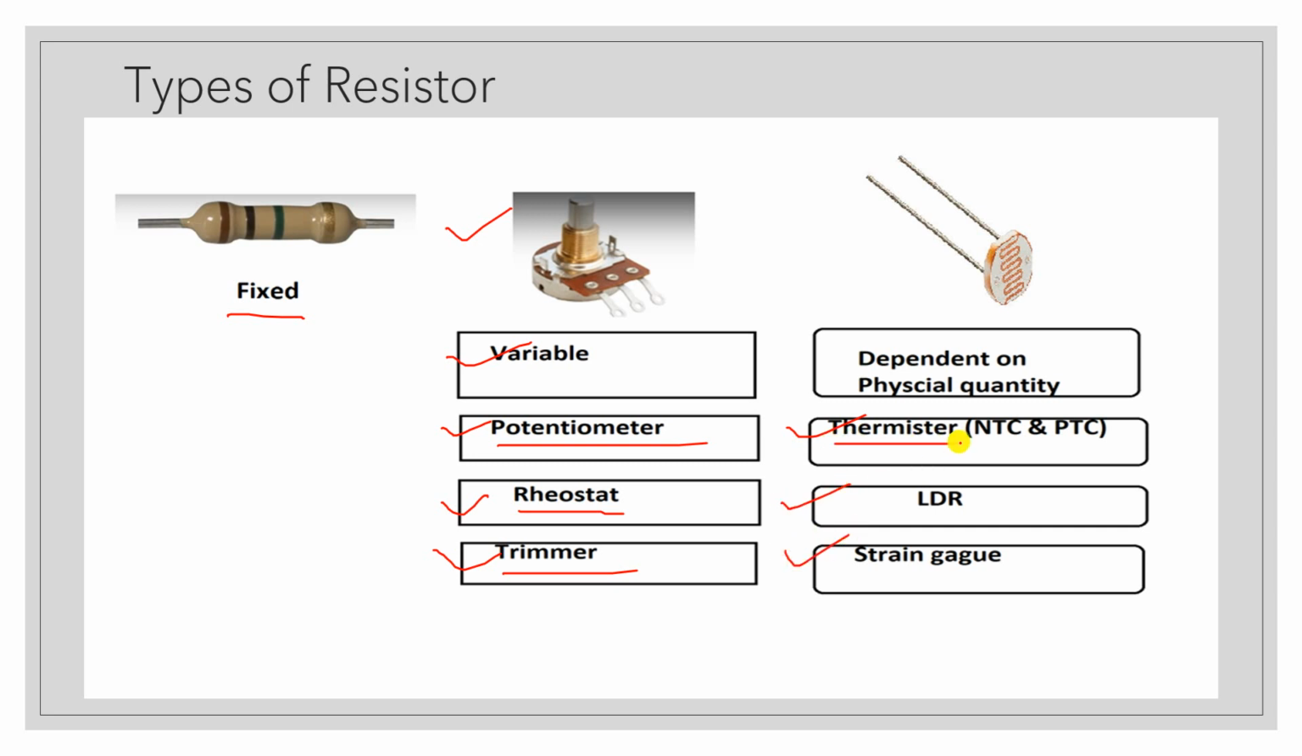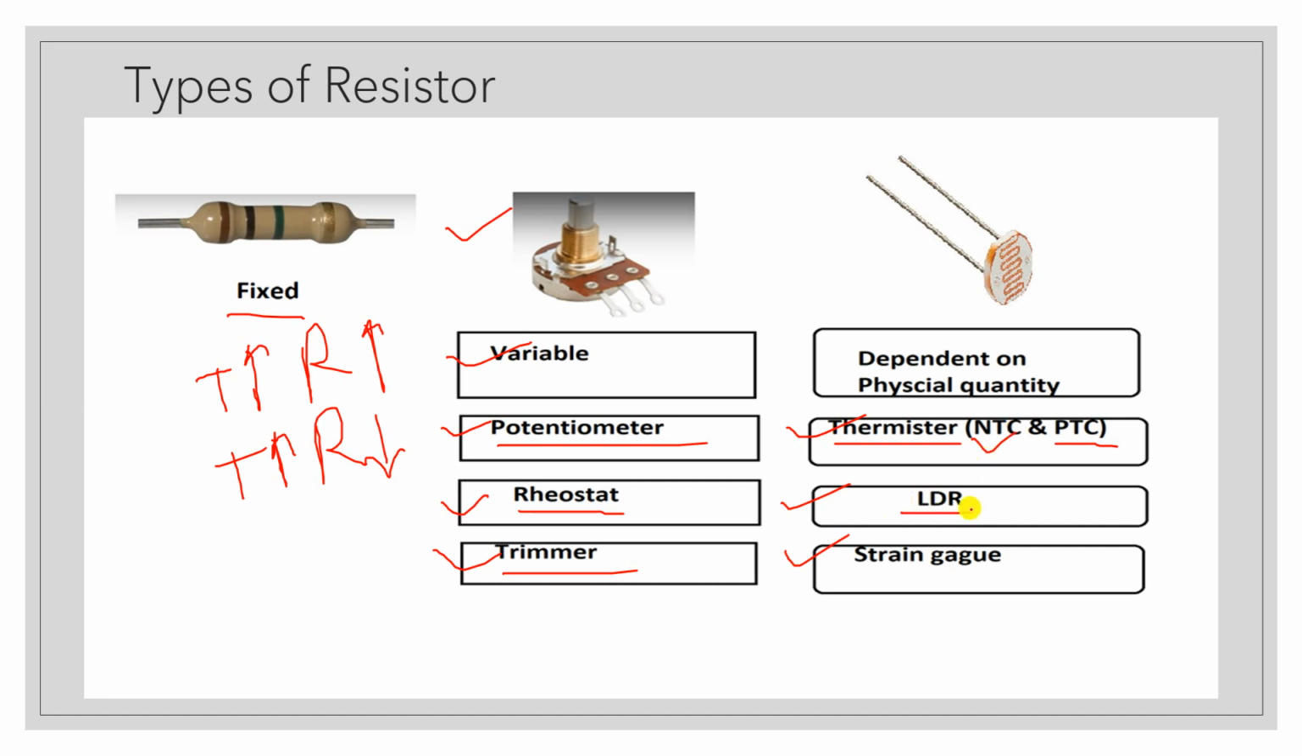What about the thermistor? In the thermistor, when the temperature increases, the resistance value also increases. Such a component is known as a positive temperature coefficient. If the temperature increases and the resistance decreases, this is known as a negative temperature coefficient. Another example dependent on a physical quantity is the LDR.